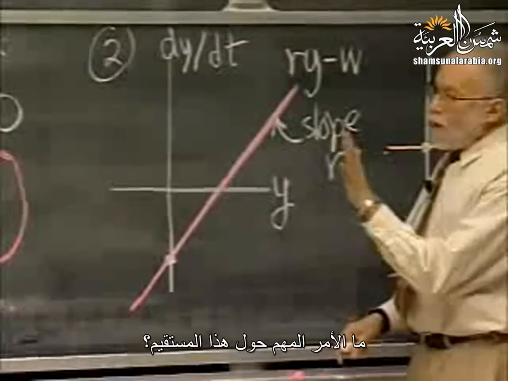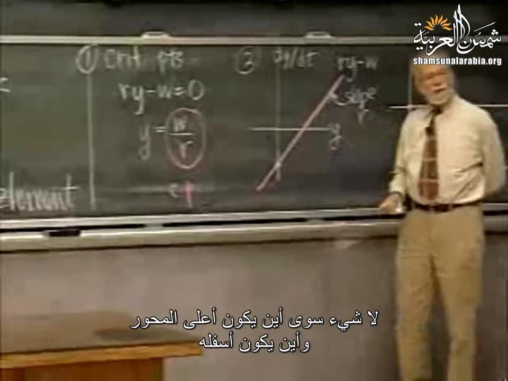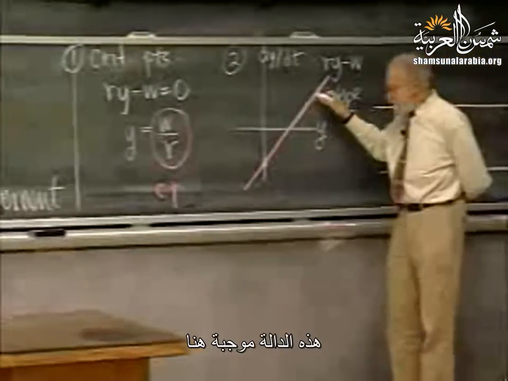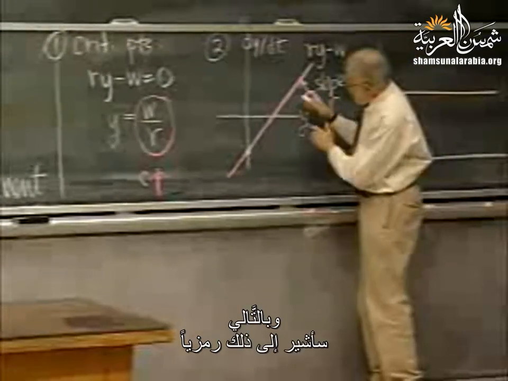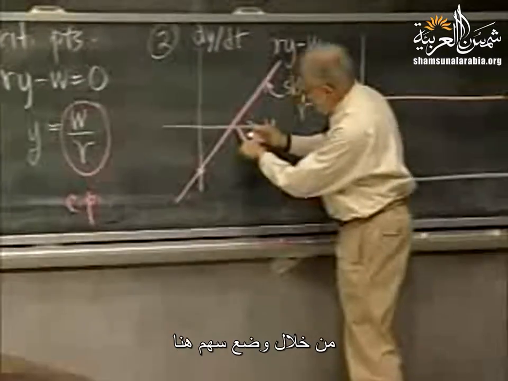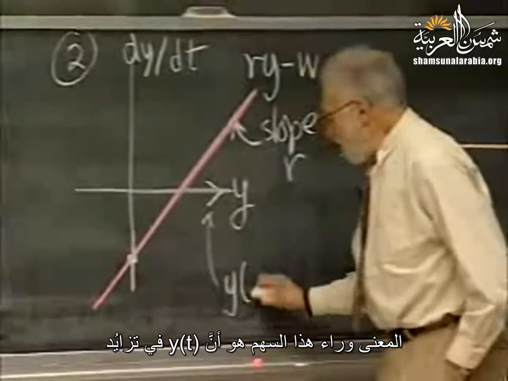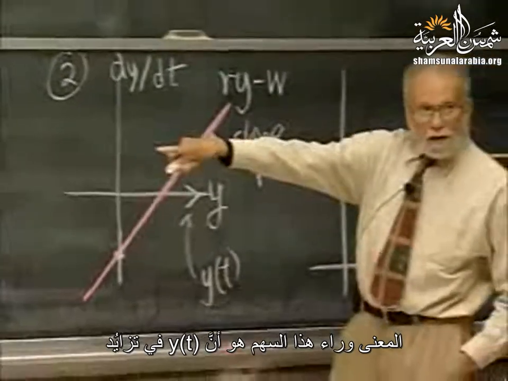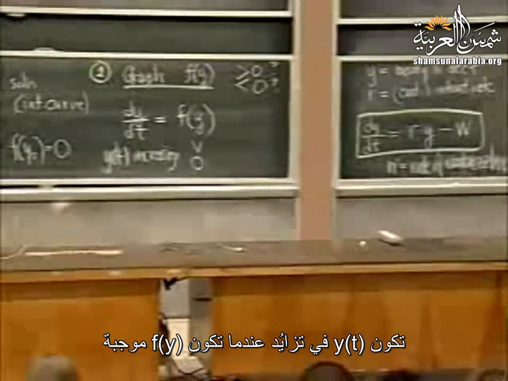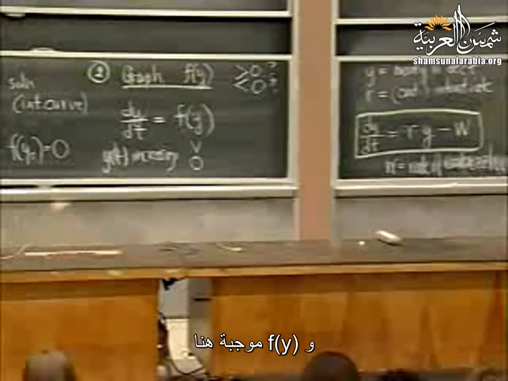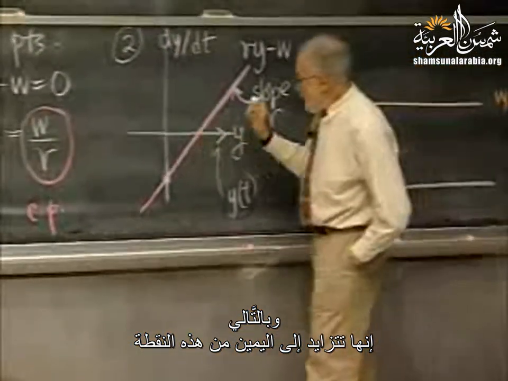Just this. What am I interested in about that line? Nothing other than where it is above the axis and where it is below. This function is positive over here, and therefore I'm going to indicate that symbolically by putting an arrow here. The meaning of this arrow is that y of t is increasing. See the right-hand side of that last board? y of t is increasing when f of y is positive. f of y is positive here, and therefore to the right of this point it's increasing.